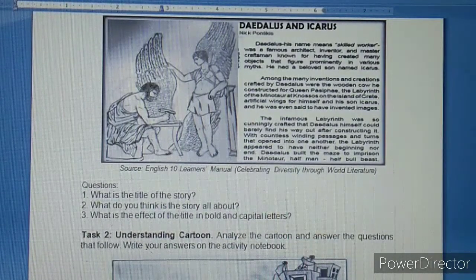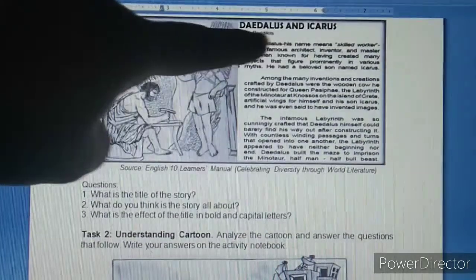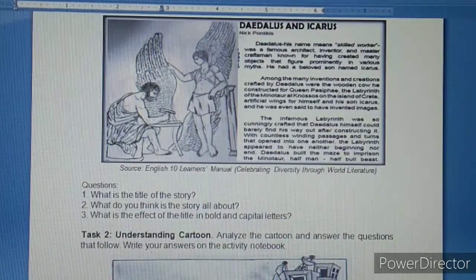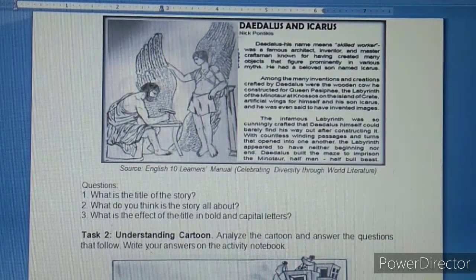Let's move on to number 3. What is the effect of the title in bold and capital letters? The answer for number 3 is, it gives an overview of the story. Again, the correct answer for number 3 is, it gives an overview of the story. So that's all for task 1. Now let's move on to task 2, which is understanding cartoon.